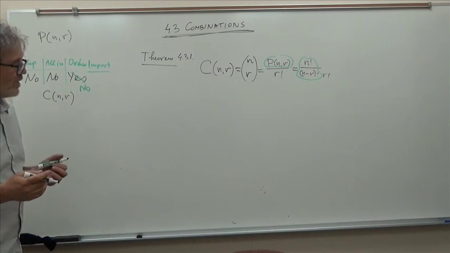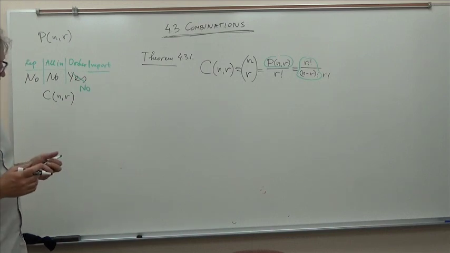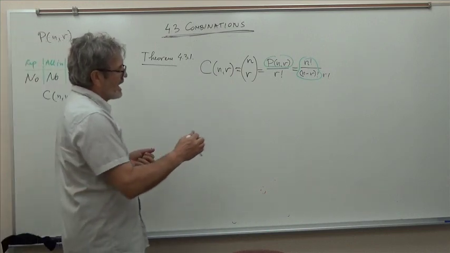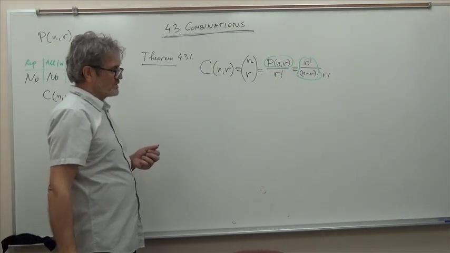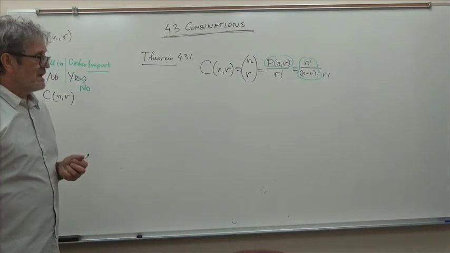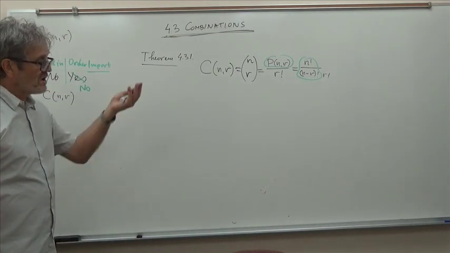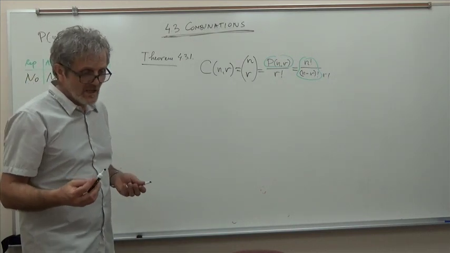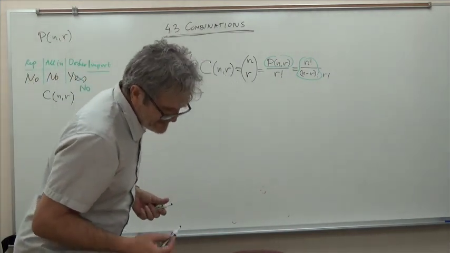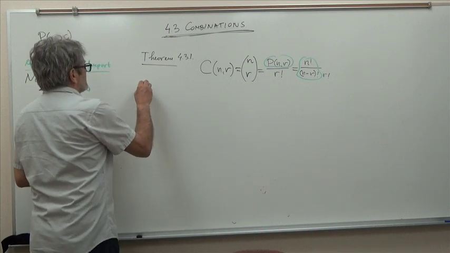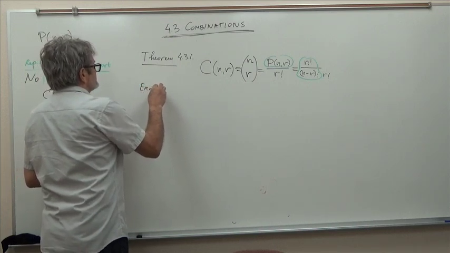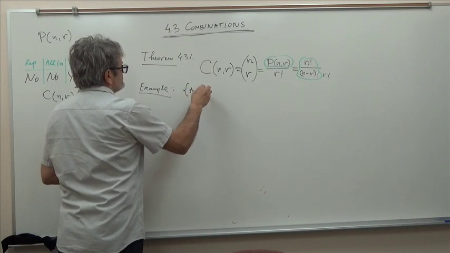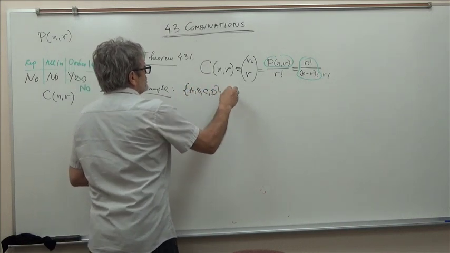So, two goals here in the beginning of the section. One is to explain why we are dividing by r factorial, and the other one is to see how we count them and then how we apply them. So for example, let's get an example. We have 4 letters, A, B, C, D. We choose 3 of them.